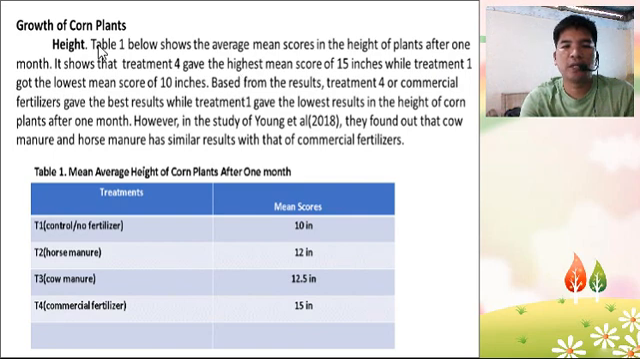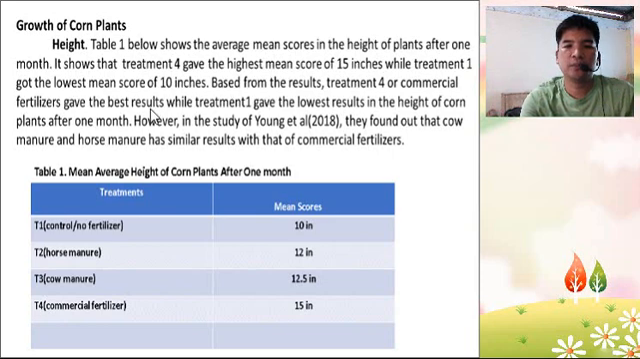Okay? So this part, the first and the second sentences in the paragraph are the table reading part. Then we have here, based from the result, treatment 4 or commercial fertilizers gave the best result while treatment 1 gave the lowest result in the height of corn plants after 1 month. So this sentence here is the interpretation of the result.